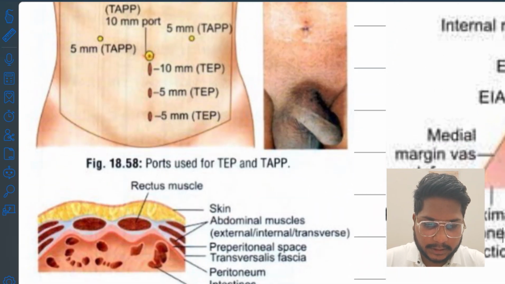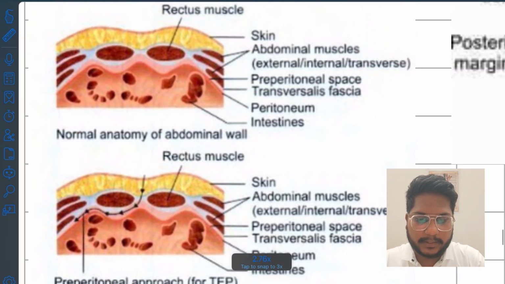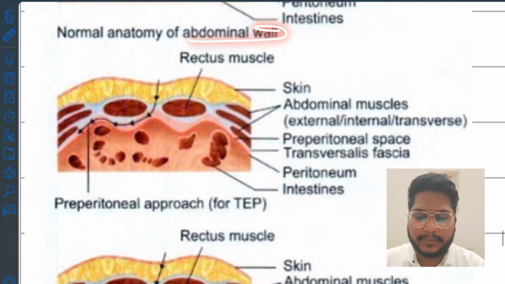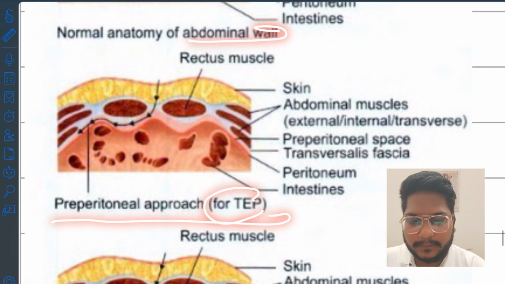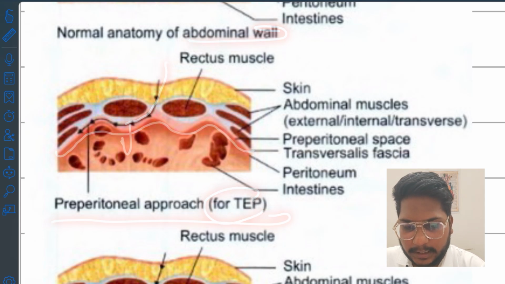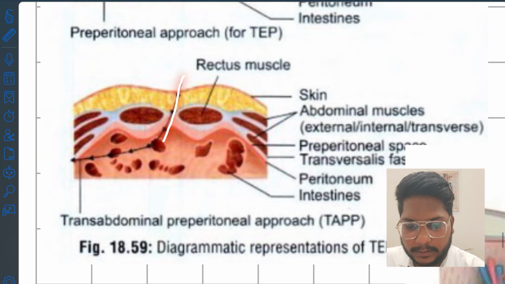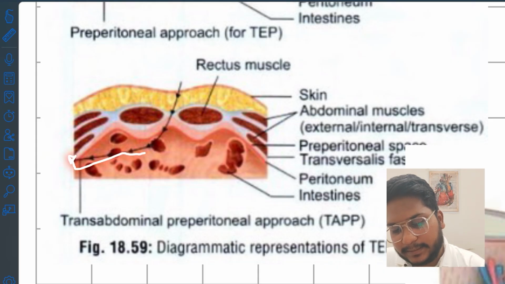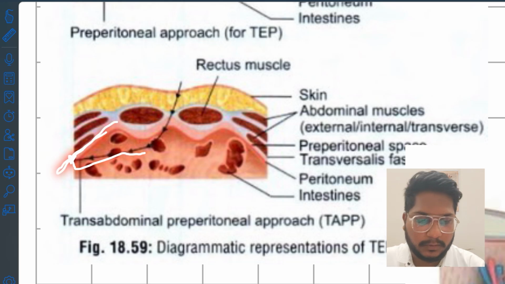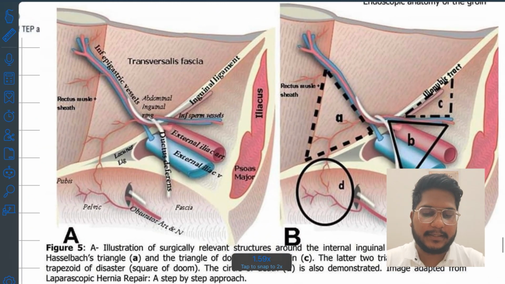Now this is showing the sublay method. Here you can see the normal anatomy of the abdominal muscles, and in the pre-peritoneal approach for TEP we will go over here and will not enter the peritoneum. This over here is the peritoneum, and we will place the mesh above the peritoneum. But in TAPP we will go into the peritoneum, and then enter this place and place the mesh over here. This is the difference between TAPP and TEP.